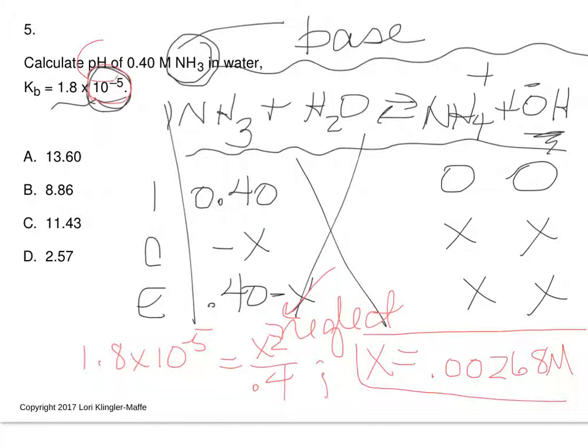Now, as always, go back to the question and make sure that x is what they're asking for. This question is asking for the pH, so we are not done. What does x represent? It represents OH. Okay, so we're not anywhere near done. We have to take the concentration of OH and turn it into pH. So I'll do that on the next page.